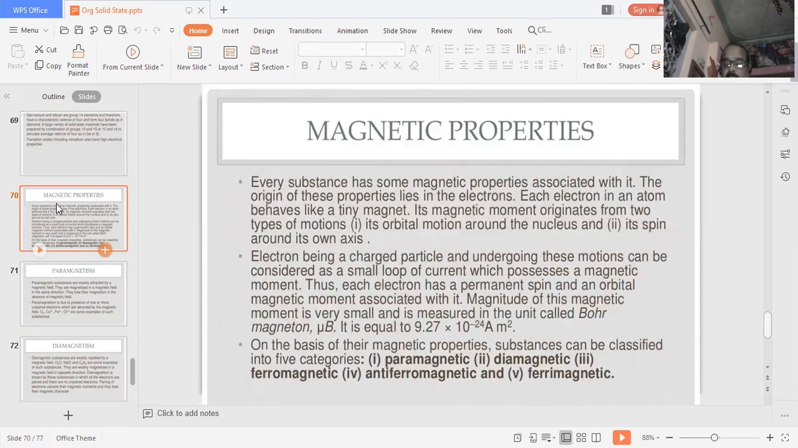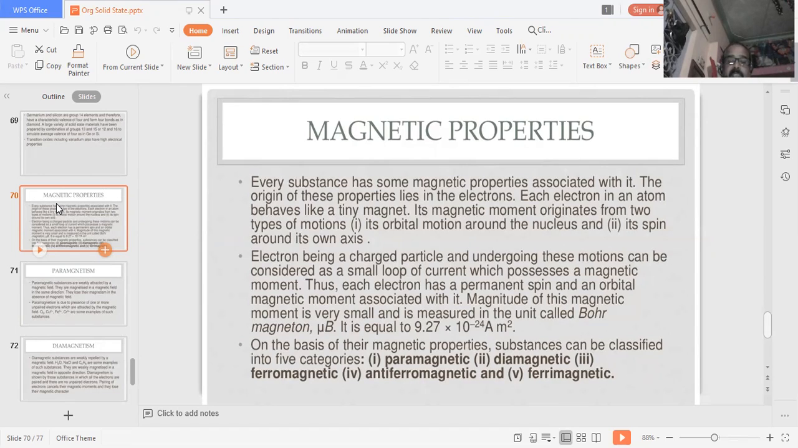And the next slide, magnetic properties. Every substance has some magnetic properties associated with it. The origin of these properties lies in the electrons. Each electron in an atom behaves like a tiny magnet. Its magnetic moment originates from two types of motion. Number one, its orbital motion around the nucleus, and number two, its spin around its own axis.